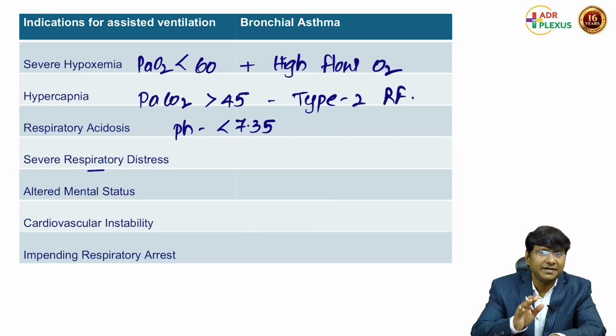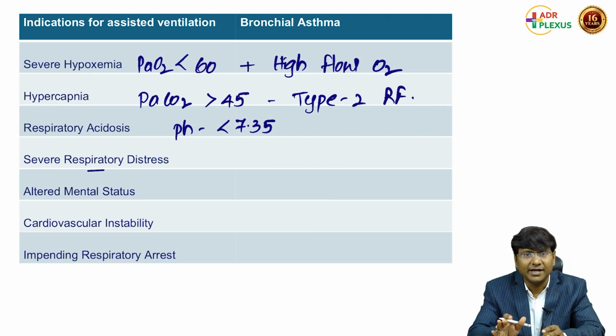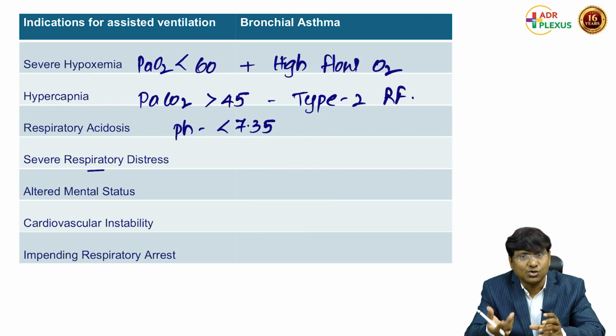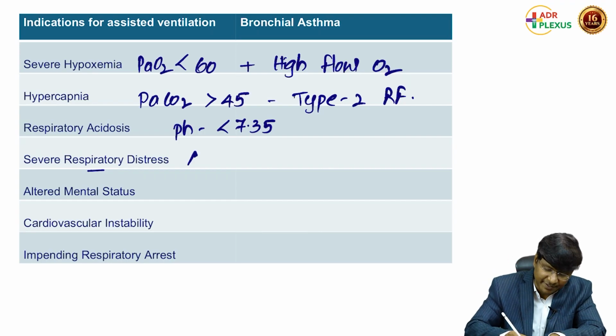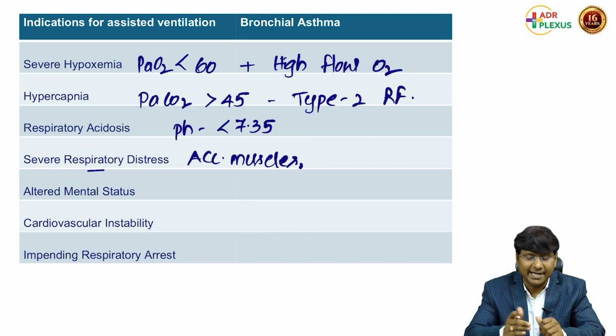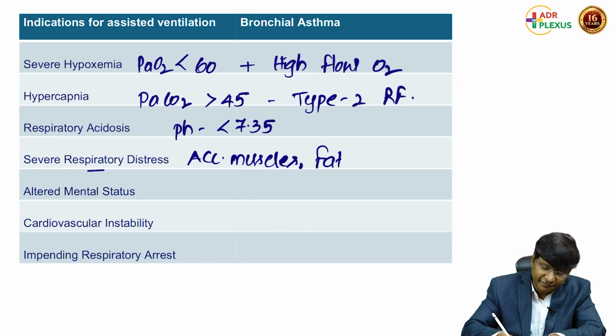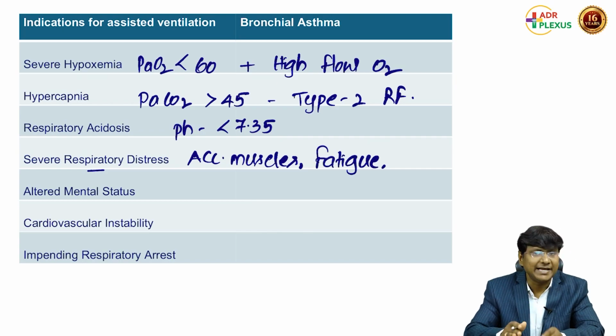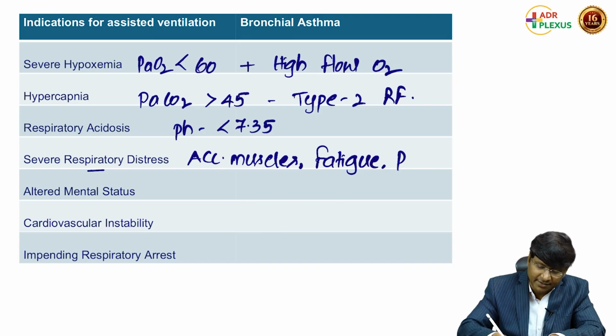Next is severe respiratory distress, where there are clinical signs of marked use of the accessory muscles of respiration, and the patient is completely fatigued. The patient is also having paradoxical abdominal movement.